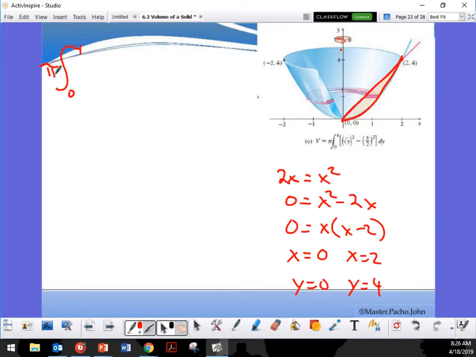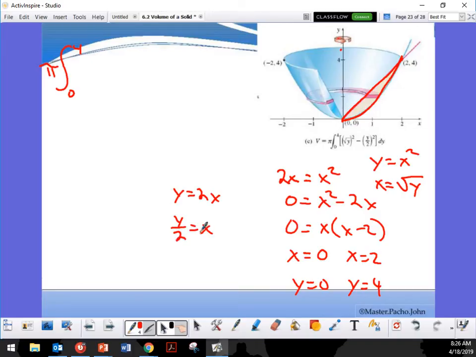There's my pi. Now, I'm going to do a dy on this. So that means I need to have all my terms in respect to the y-axis. So I'm going to change this now. So now this is going to be y equals x squared. So that's going to be x equals square root of y, right? And this is going to be y equals 2x, and now it's going to be y over 2 equals x.